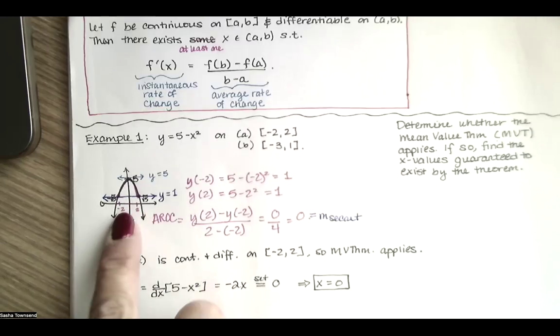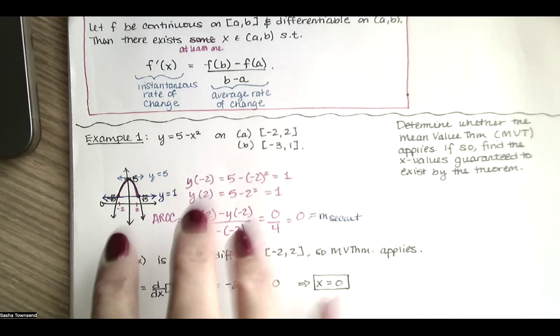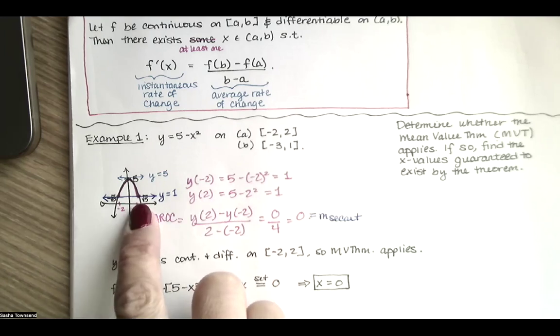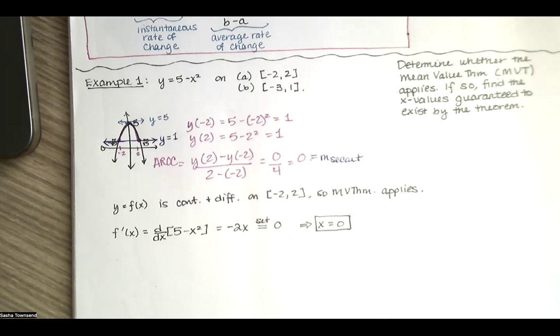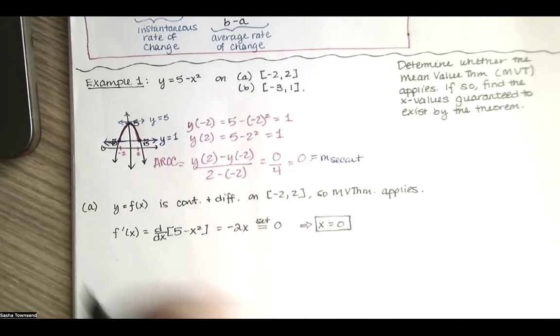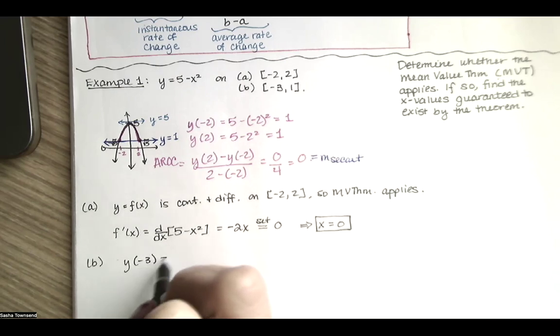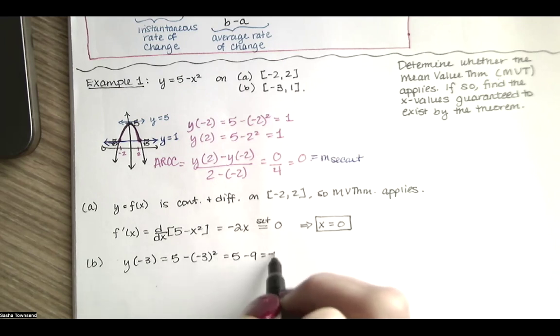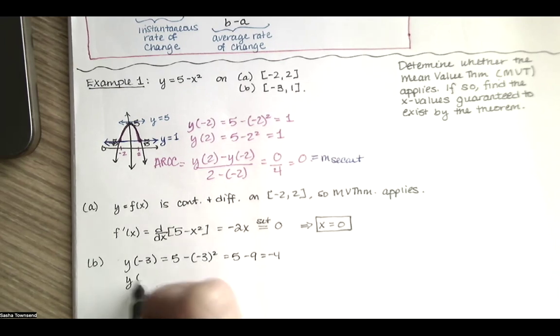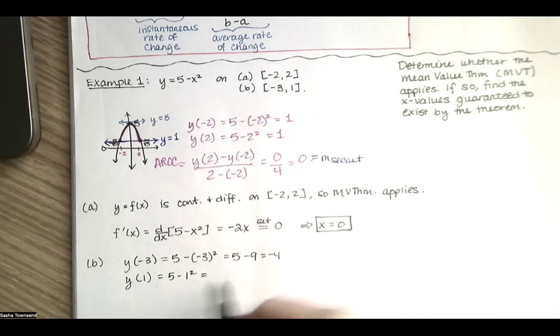And of course, this is a Rolle's theorem example, but it's also possible that on a different interval, rather than having y values that are the same, we're going to have y values that are different. So we can illustrate that on the interval from -3 to 1 for this function. So this was part A. Part B, we have y evaluated at -3 is 5 minus -3 squared. So 5 minus 9, which is -4. And y evaluated at 1 is 5 minus 1 squared, which is 5 minus 1, or +4.